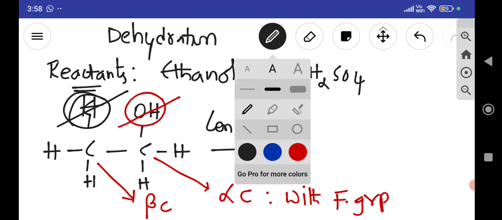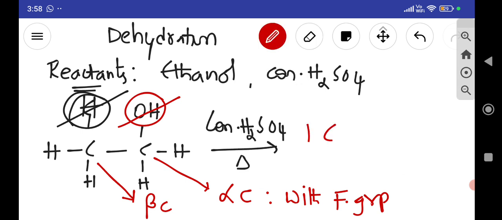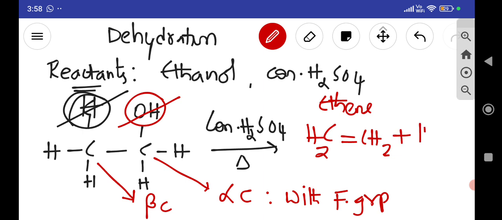Now what will be formed here? We are going to get CH2 double bond CH2, which is nothing but ethene, plus what are the other byproducts here? You are going to get water. Hope you have understood the dehydration reaction. Second one is dehydrohalogenation, that is removal of hydrogen as well as halogen.